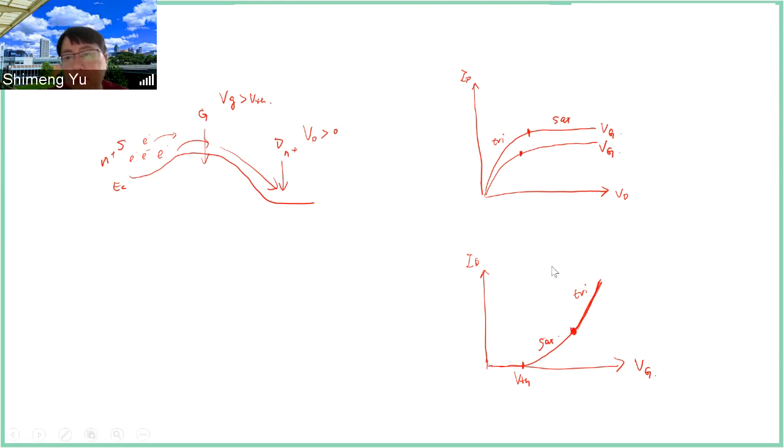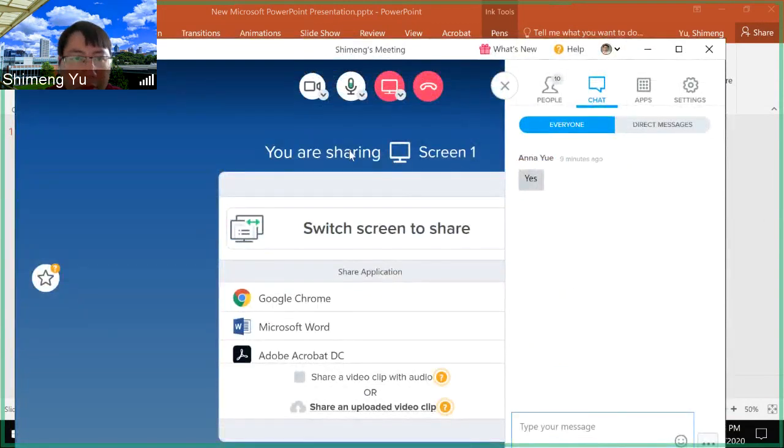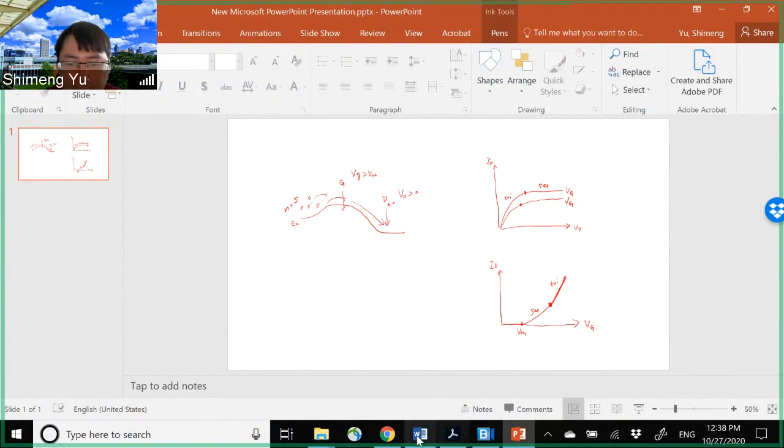So you have seen those two kinds of curves before in your homework and also in the practice exam as we discussed last week. So be able to read those curves and then understand how to determine the threshold voltage from those curves and how to calculate the current. So any questions so far? Alright, then let's move on.